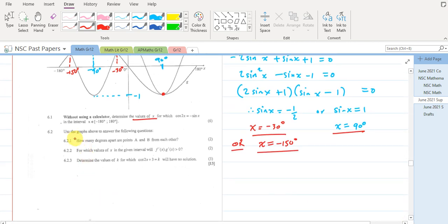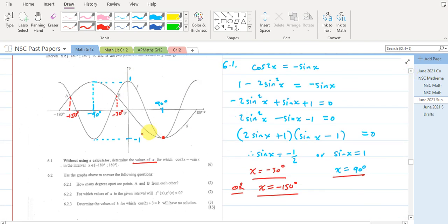That's done. Use the graphs above to answer the following questions. How many degrees apart are points A and B from each other? They are 120 degrees apart. The distance from minus 150 to 30. Right, so that's 120 degrees apart. 6.2.1.